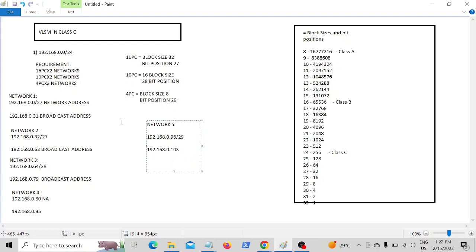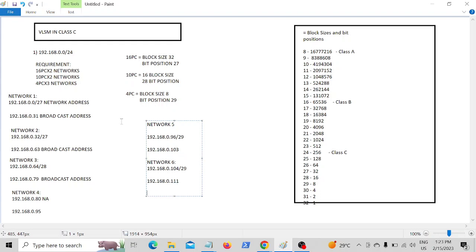Then coming to network 6. Network 6 will be 192.168.0.104 slash 29, and its broadcast will be 192.168.0.111. That will be the broadcast address.